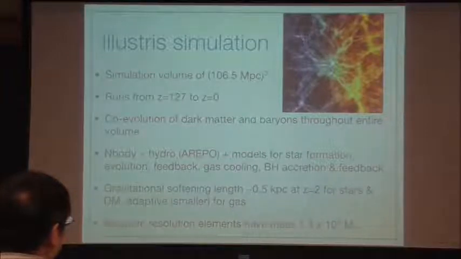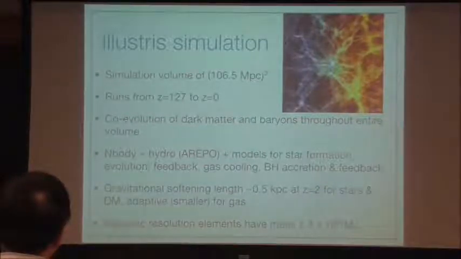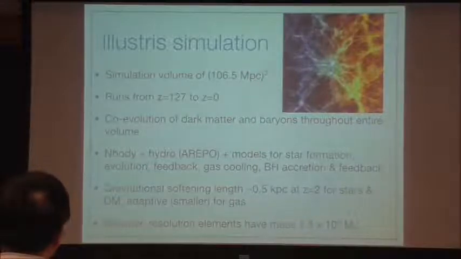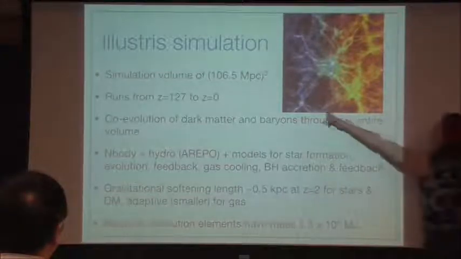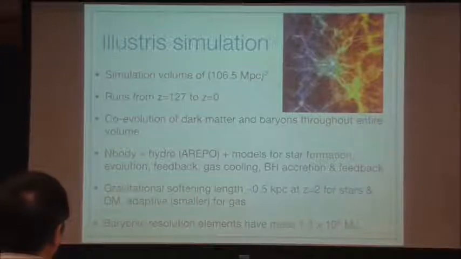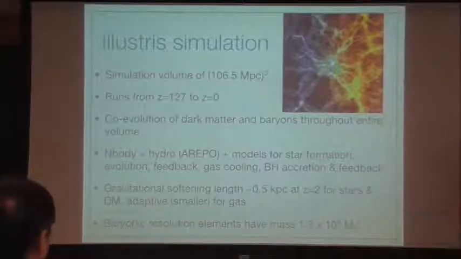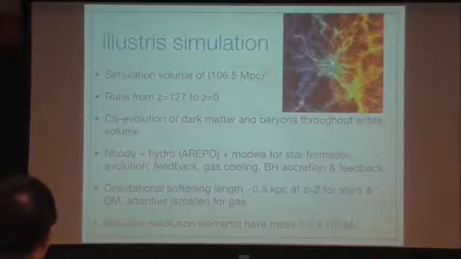For this, we use the moving mesh code AREPO, plus phenomenological models for all the physics that one needs in order to form realistic galaxies, like how gas cools to form stars, how those stars evolve over time and feed back into their environments through supernovae and stellar winds, and how supermassive black holes accrete and feed back into their environments as well. This image that I'm showing here shows a slice through the simulation volume at redshift 0 with the dark matter structure here on the left transitioning over into the structure of the gas on the right. So you can see that we have all of these different layers on top of each other evolving together.